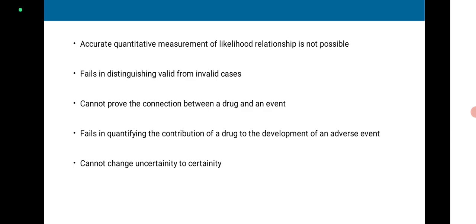Accurate quantitative measurements of likelihood of relationship is not possible. It fails in distinguishing valid from invalid cases, as all ADRs can be reported, cannot prove the connection between a drug and an event, fails in quantifying the contribution of a drug to the development of an adverse event, and it cannot change the uncertainty to certainty.